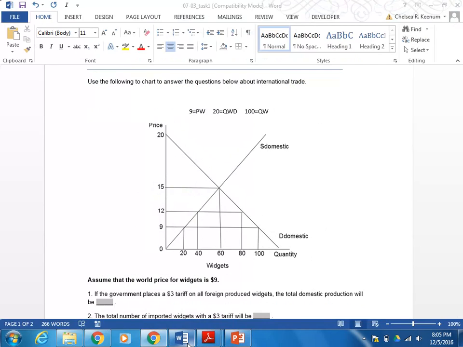If you look at your task here, you'll see assume the world price for widgets is $9. So that 9 would be your PW. So I went ahead and labeled that up here, and we're going to label the rest of the graph as well.